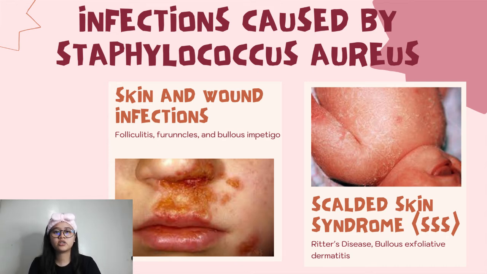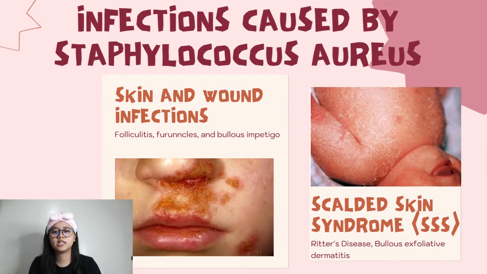Scalded skin syndrome is also caused by Staphylococcus aureus. This is a bullous exfoliative dermatitis that occurs primarily in newborns and previously healthy children. The severity of the disease ranges from localized skin lesions like a few blisters to a more extensive condition that can affect 90% of the body, which is known as Ritter's disease.